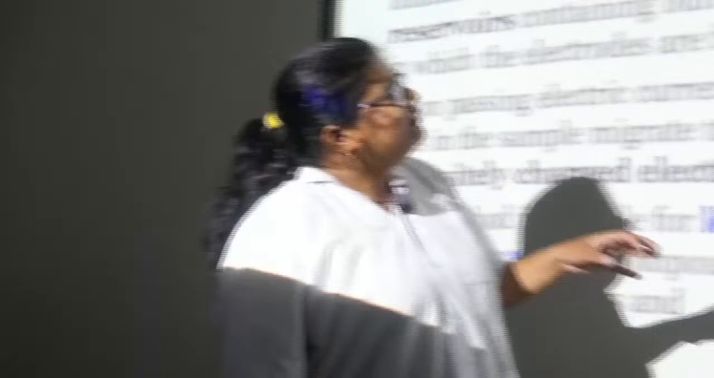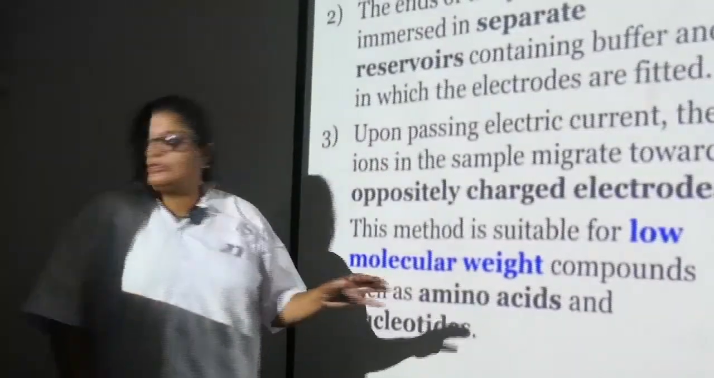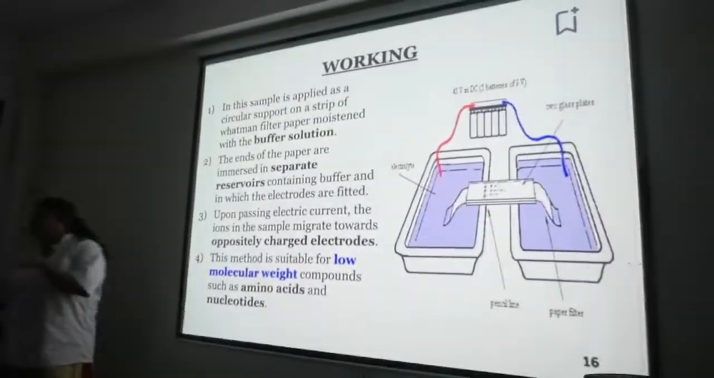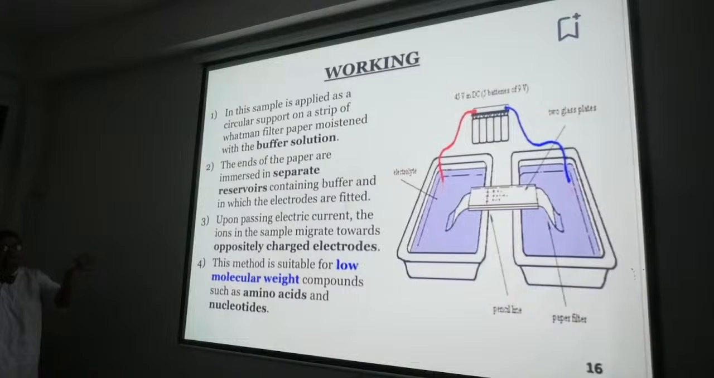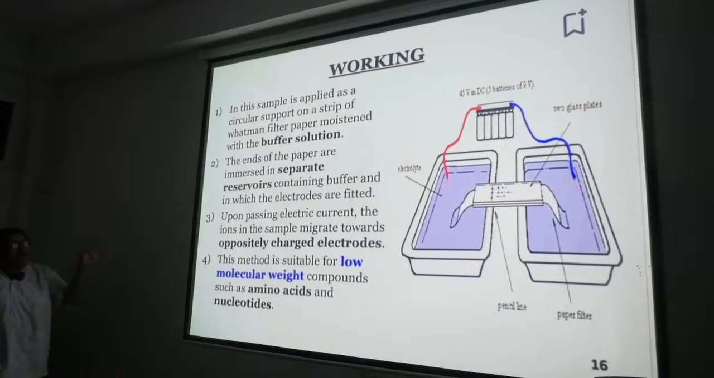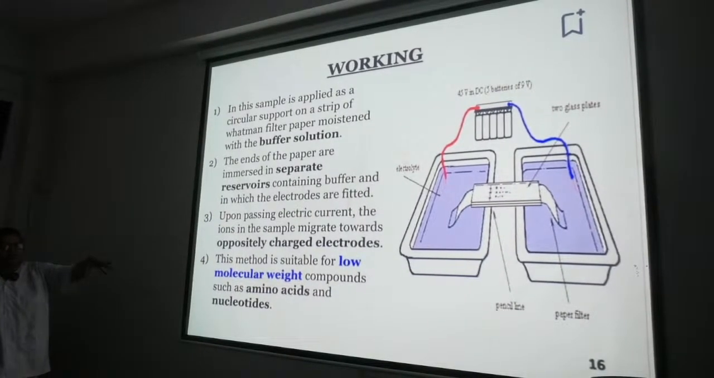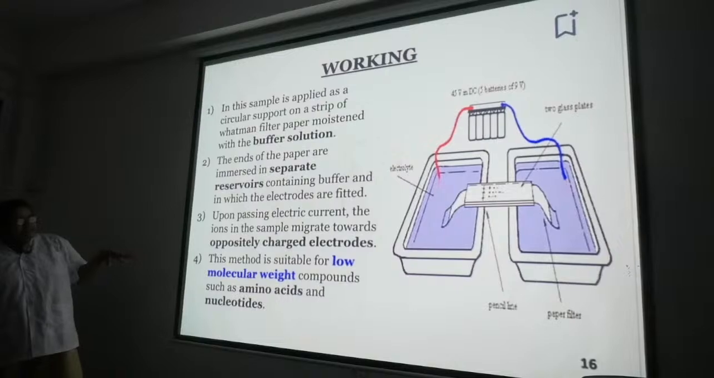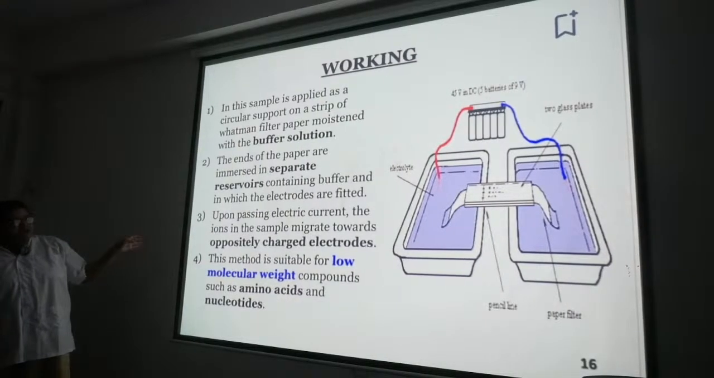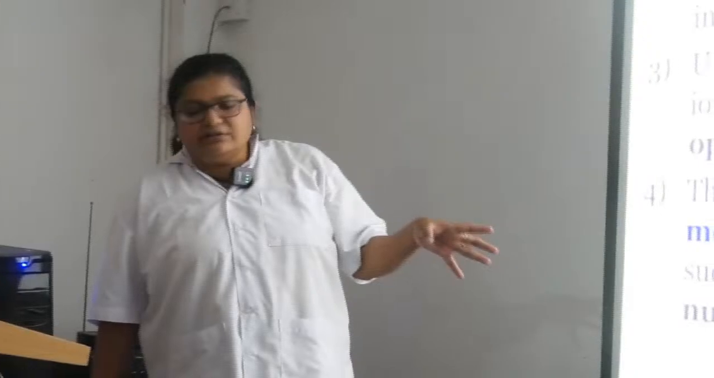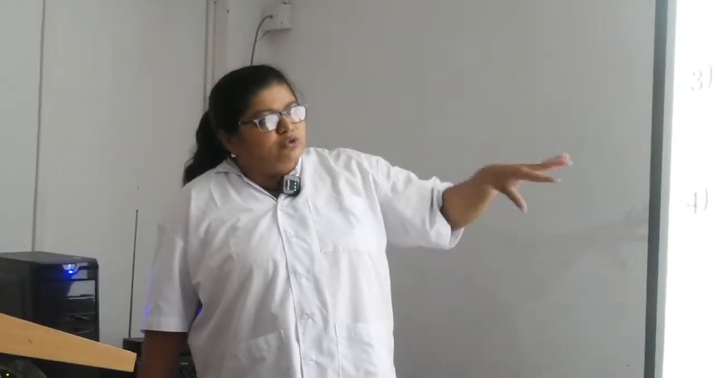We all know that the cathode is negatively charged and the anode is positively charged. So ions will move towards the oppositely charged electrodes, meaning the positively charged cations will go towards the cathode and the negatively charged anions will move towards the anode.